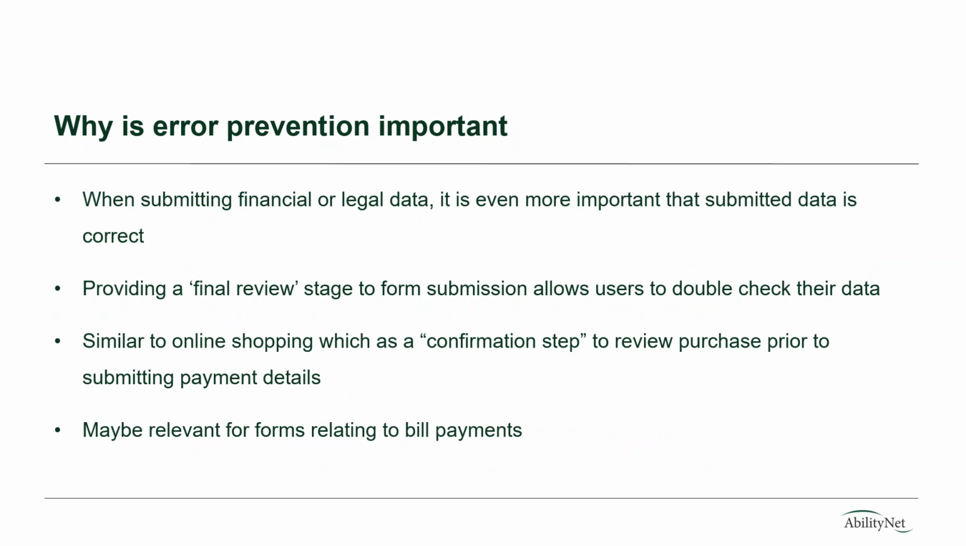A really good way of doing this is providing a final review stage. This is very similar to online shopping, particularly from Amazon, where there is a final process before you click purchase, and that just gives you a single page where it outlines all of the information you have submitted, the things you're buying, the payment details you're using, the address, etc. And that final step is really what helps to satisfy this success criteria.